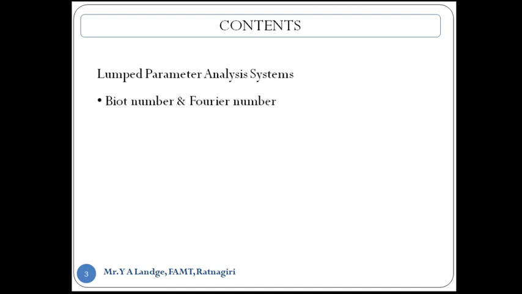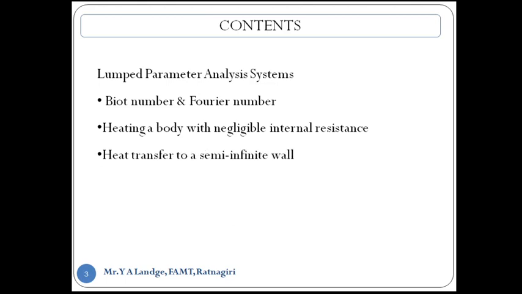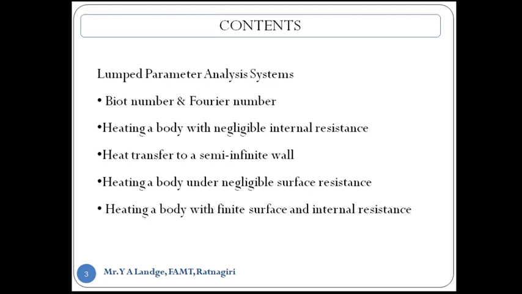In the unsteady state, we learn what the lump parameter analysis is, what the Biot number and Fourier number are, the significance of the Biot number and Fourier number, heating of a body with negligible internal resistance, and heat transfer to the semi-infinite wall. We will see heating a body under negligible surface resistance, and heating a body with finite surface and internal resistance. So these are the contents of this module 1, the topic unsteady state conduction.